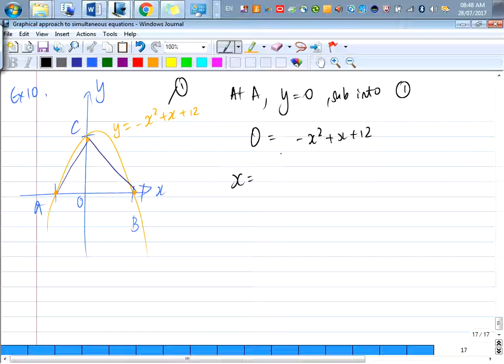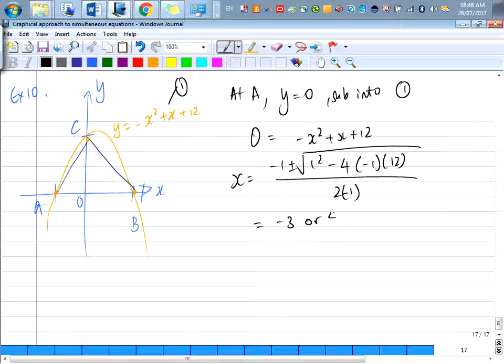So x equals to minus 1 plus minus square root of 1 squared minus 4 times negative 1 times 12, over 2 times negative 1. And our solution will be negative 3 or 4. In fact, we can actually use factorization, which is what the textbook used. Factorization, you get x equals to negative 3 or x equals to 4 as well. Okay? So now, what does this negative 3 and this 4 represent on the graph?